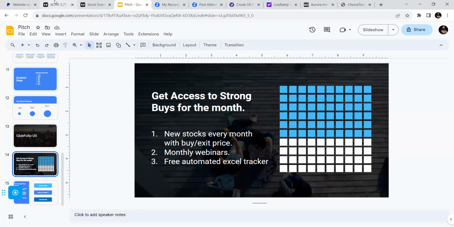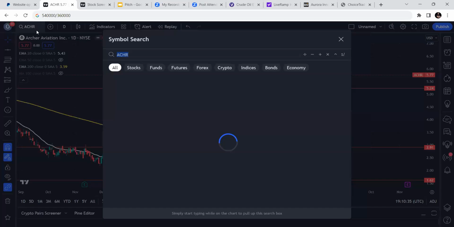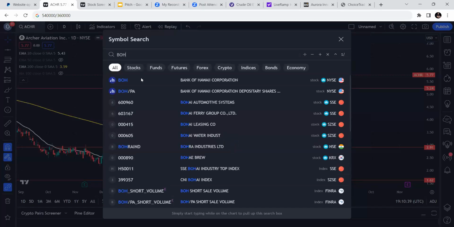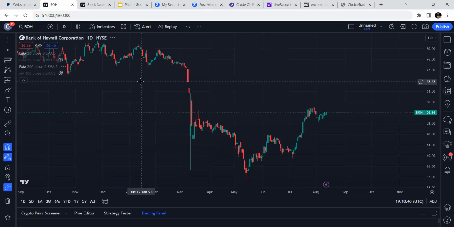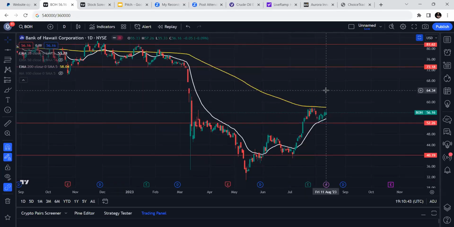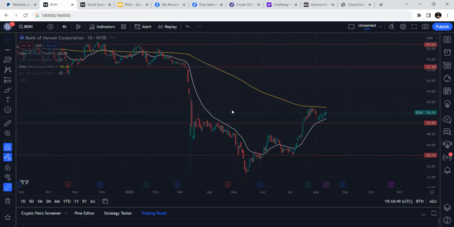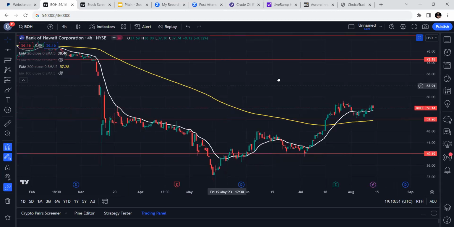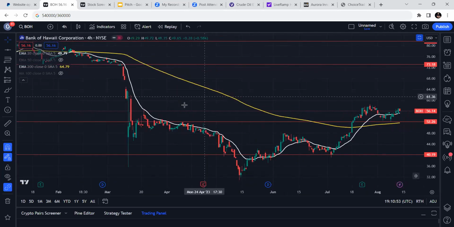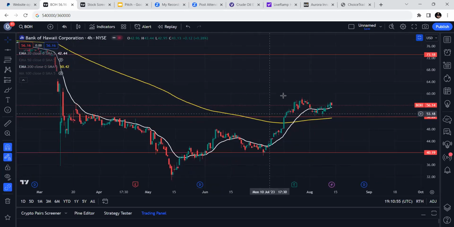At least, and that perfectly coincides with the second stock I recommended, which is BOH, Bank of Hawaii. This is a regional bank, which coincides with the setup. And that setup here is decline, accumulation. You can see the breakout, pullback, and now we're starting to see the stock move.